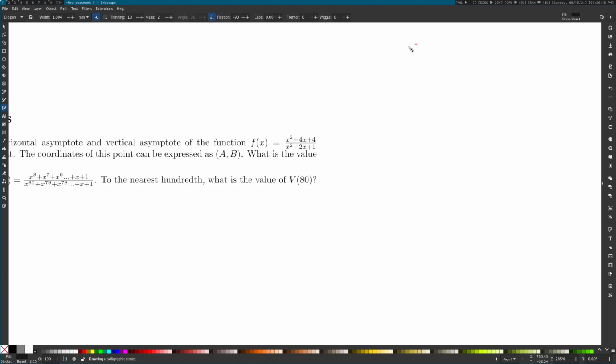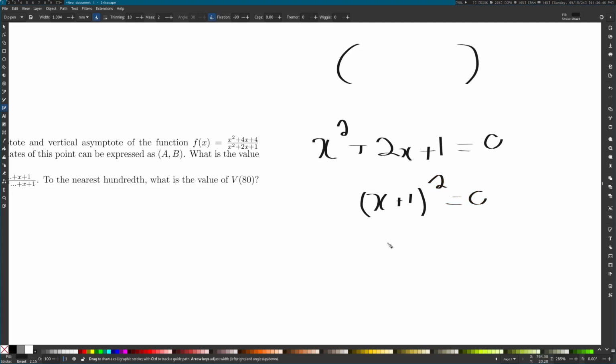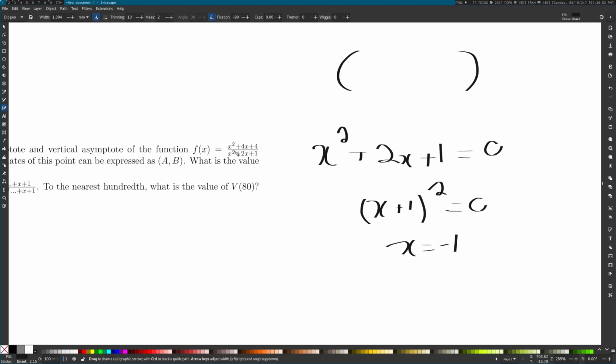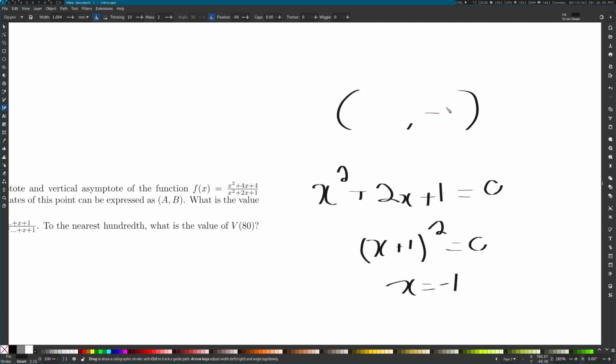So first, if we want to find the vertical asymptote, what would you do? Set the denominator equal to 0. Yep. So we would do x squared plus 2x plus 1 is equal to 0. You would use quadratic, factoring, grouping, rational root theorem, or whatever you want, and you would get x plus 1 squared is equal to 0. So x is equal to negative 1. Okay, and if we plug in negative 1, we would get 0 in the denominator. So that means our vertical asymptote is negative 1.